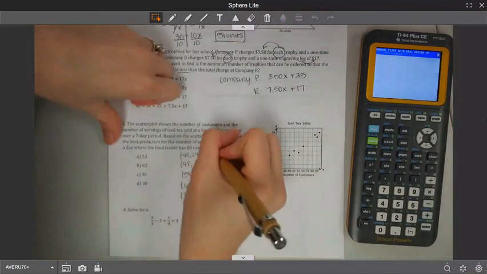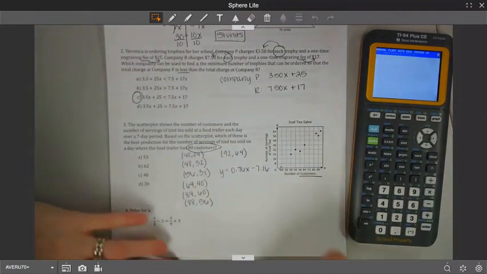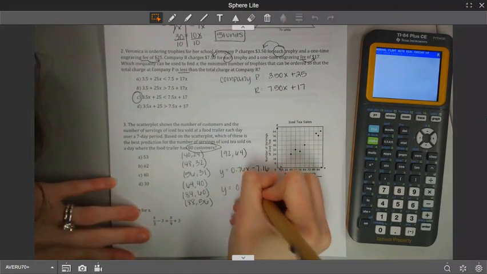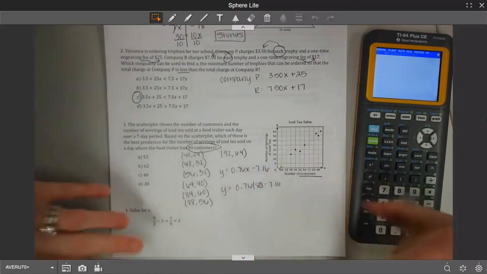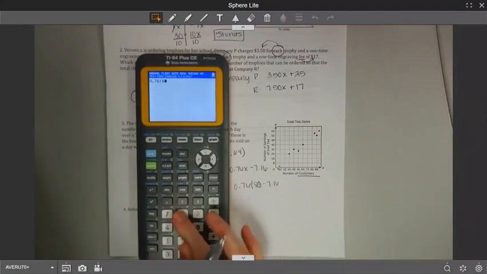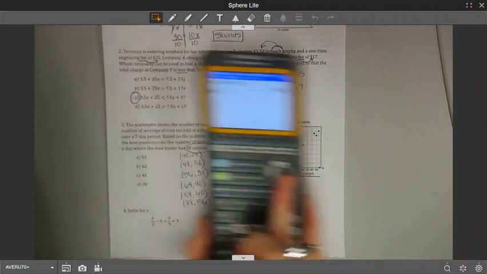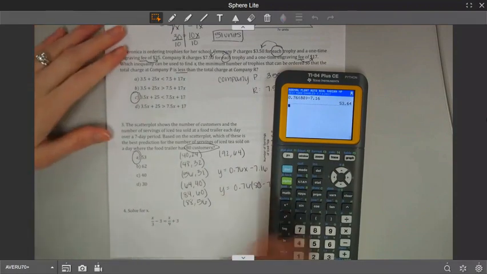Okay, I'm not done yet. It's talking about 80 customers. Well, customers is an x value. So I'm going to go ahead and put 80 in place of x. So y is equal to 0.76 times 80 minus 7.16. And I can go ahead and type that in the calculator. 0.76 times 80 minus 7.16. I get 53.64. Well, I would say that's pretty close to 53.